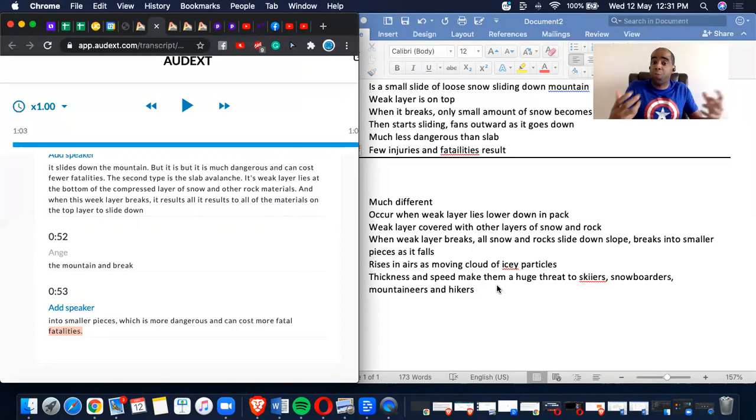The thickness and the speed. Those are two content words I had written down. Thickness, speed. Huge threat, skiers, snowboarders. We don't have to write down all the plural countable nouns, but that's something that I probably would remember to fit in when I do my speaking. It would come up at the end. So thickness and speed make them a huge threat to skiers, snowboarders, mountaineers, and hikers. See what I mean?